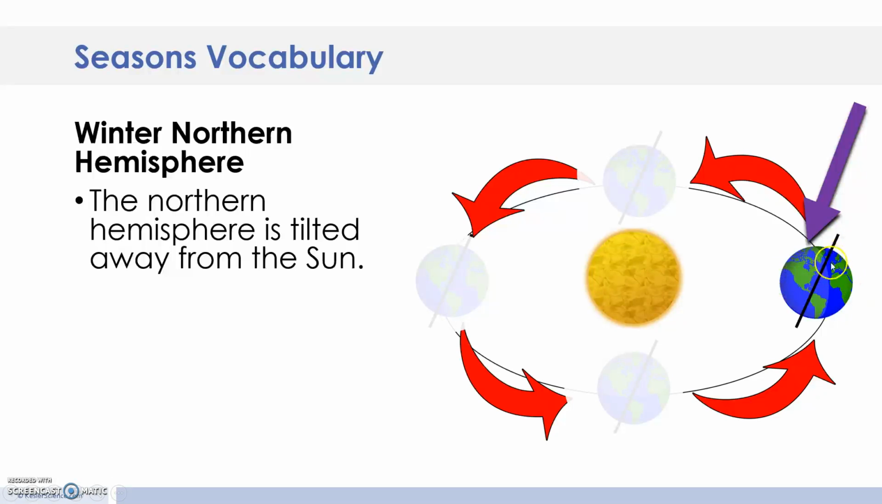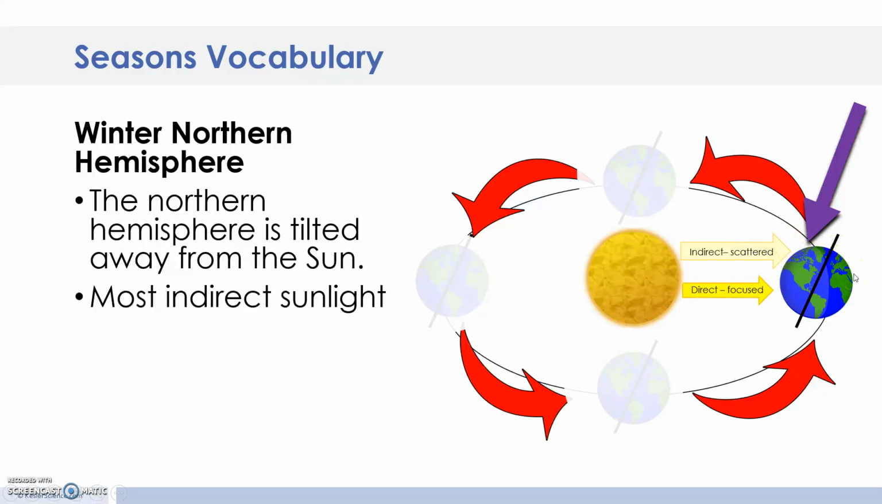So we actually get a lot less direct sunlight in the northern hemisphere. It's way more indirect up there. It has to scatter across the top of the globe to get to us. So the southern hemisphere is getting a lot more sunlight at that time. So it's winter for us up here where we don't get as much sunlight, but it's summer for them down there because they're getting more.